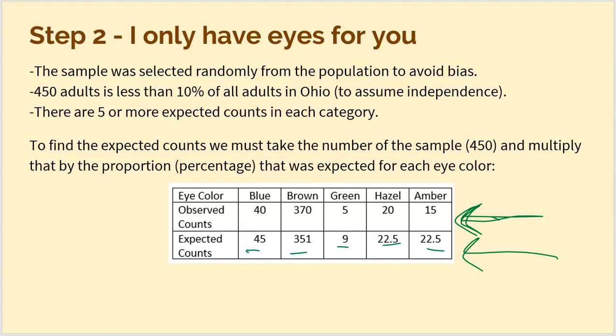So now, I don't want to spill the beans too much on what we're going to learn in topic 8.3, but now we have to decide, are these numbers so different? Is one of these numbers so far off that we can officially say that Ohio's distribution of eye color is not consistent with the rest of the nation? I mean, just using your old grandmother's eyesight, blue, 40 versus 45, really not that close. Green, 5 versus 9, that's not far away. Hazel, 20 versus 22.5, that's really close. Even brown, 370 to 351.